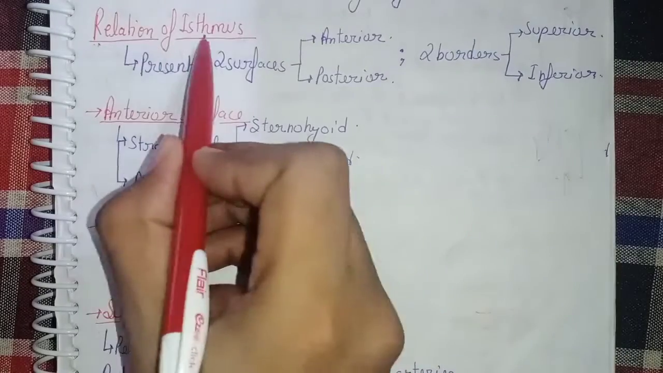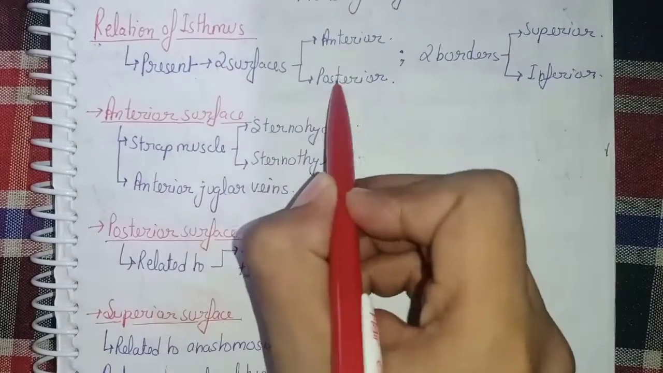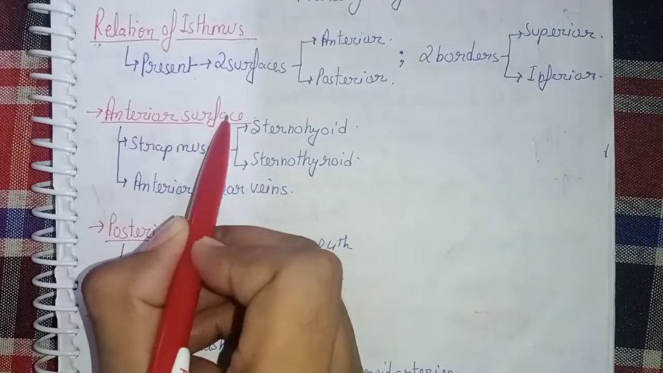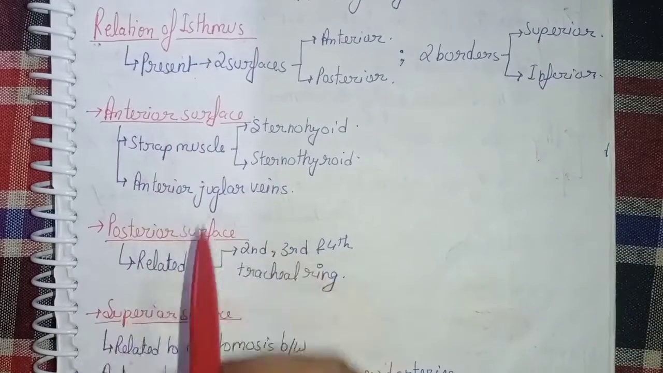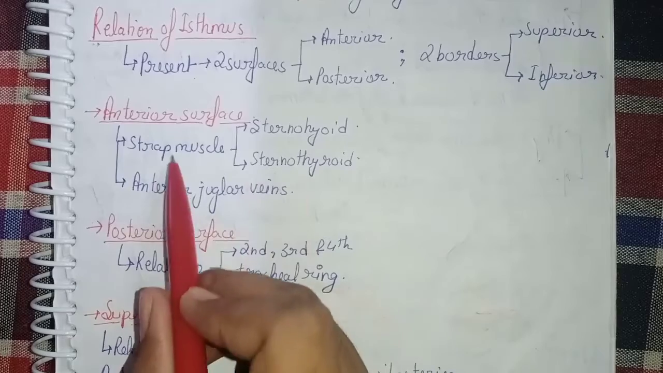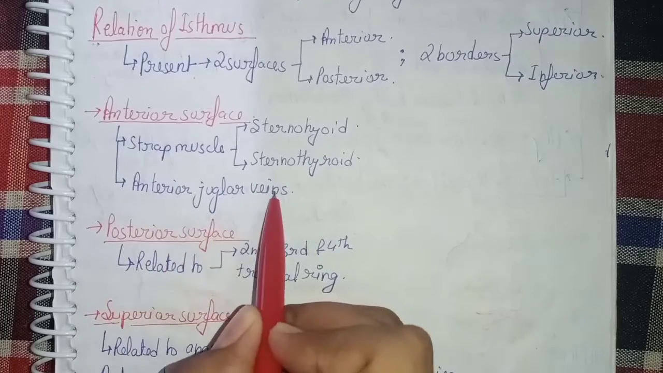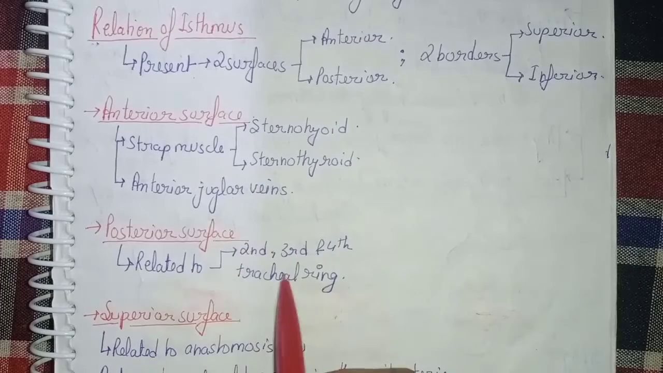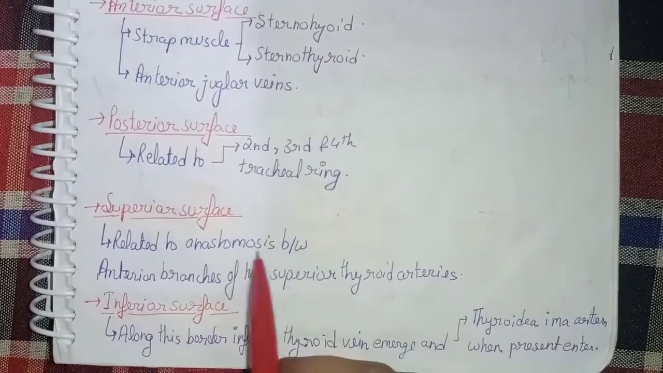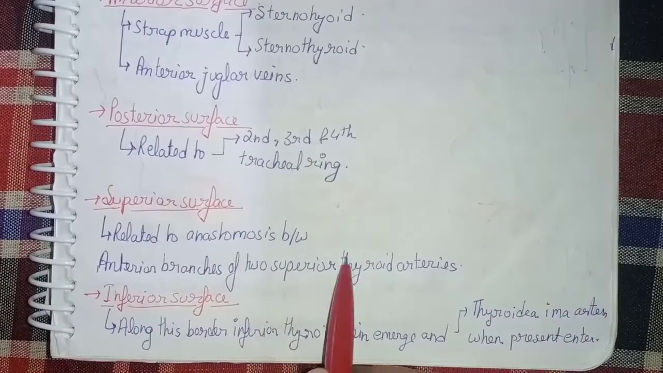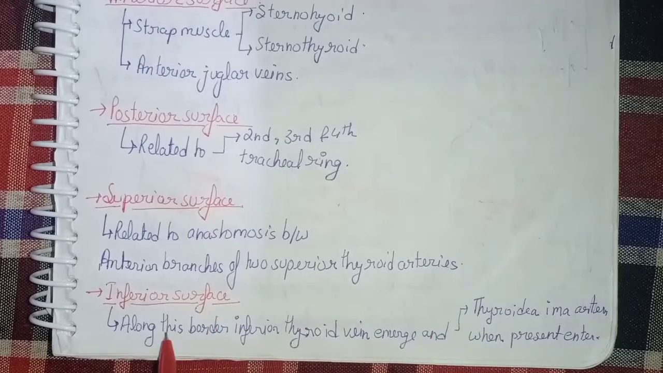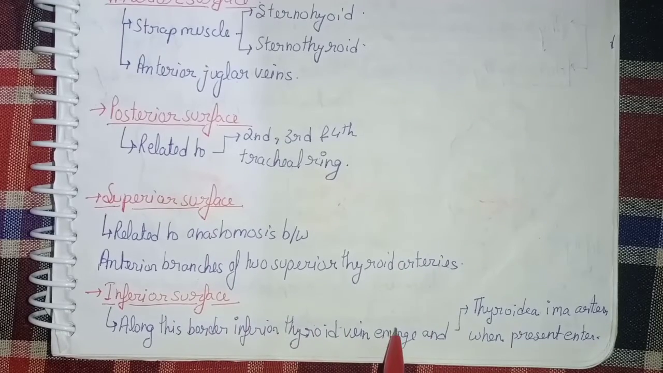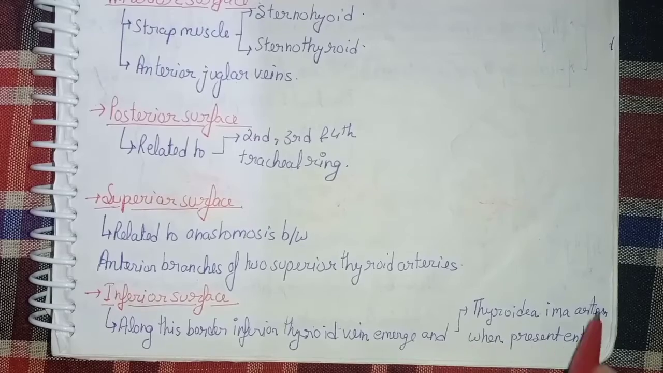Now coming to the relations of the isthmus, it presents two surfaces, anterior and posterior, and two borders, superior and inferior. The anterior surface will have strap muscles which are sternohyoid and sternothyroid, and it is also related to the anterior jugular veins. Now the posterior surface of the isthmus will be related to the second, third and fourth tracheal rings. The superior border will be related to the anastomosis between the anterior branches of the two superior thyroid arteries. Along the inferior border, the inferior thyroid veins emerge and the thyroidea ima artery, when present, enters. So these are the relations of the isthmus.